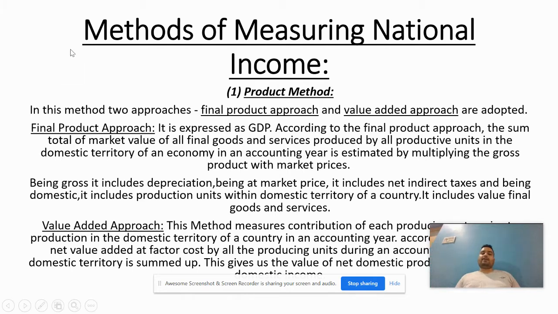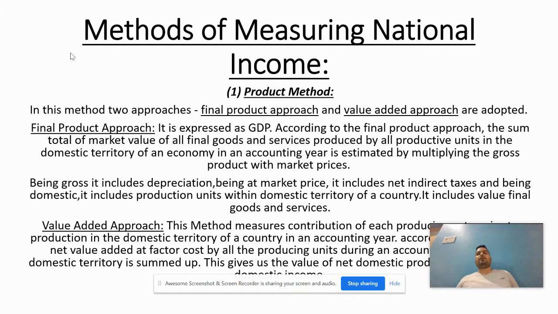So generally there are three methods of measuring national income. First is the product method, second is the income method, and third is the expenditure method. We will discuss them one by one. Firstly, we will discuss the product method.